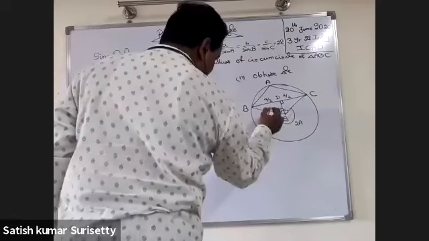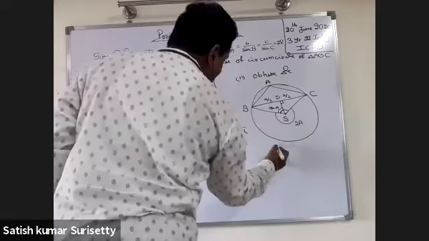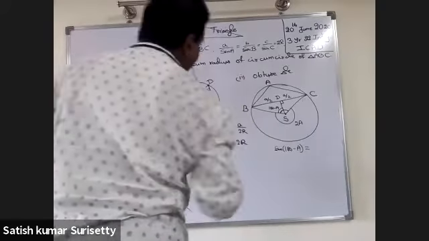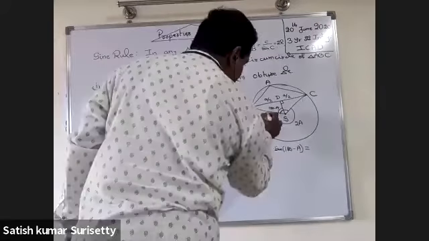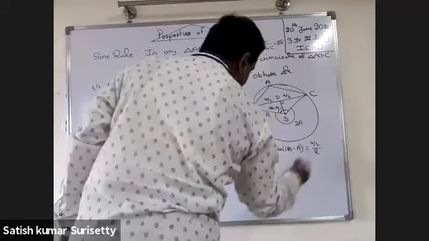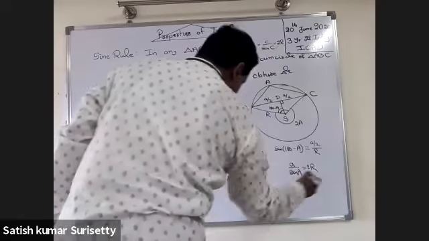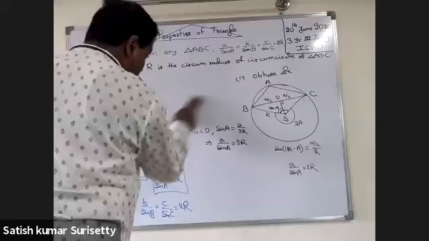Now it bisects again. So this will be 180 minus A. Now in this triangle, sine of 180 minus A. What is sine of 180 minus A? It is sine A. So a by 2 upon R means a upon sine A equal to 2R. This is one method. Now we can have one more method also.